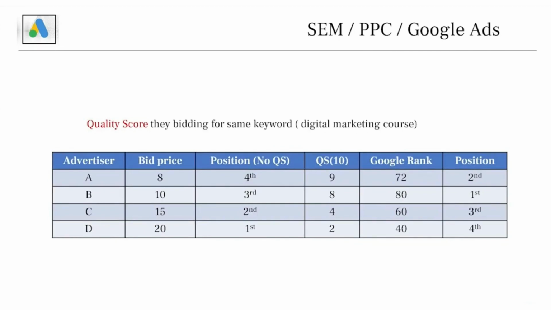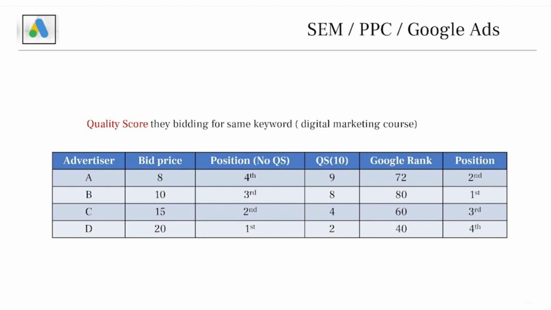So what used to happen when the quality score was not there: the one who paid the highest bid price used to get the first position, the second one used to get the second position, and the third bidder used to get the third position. So I have just brought this into this table.